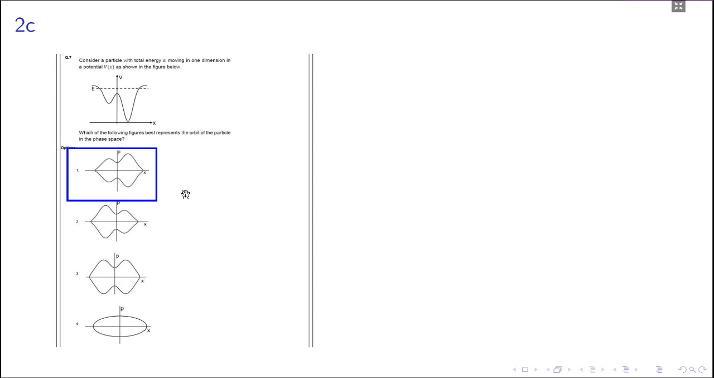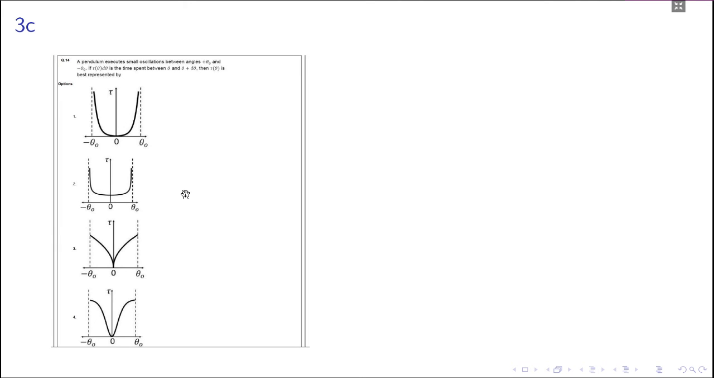So this option 1 is right. Okay. And in this one, there is a pendulum which makes small oscillations. It says tau theta d theta is the time that is spent between theta and theta plus d theta. And so what is the graph of tau theta?